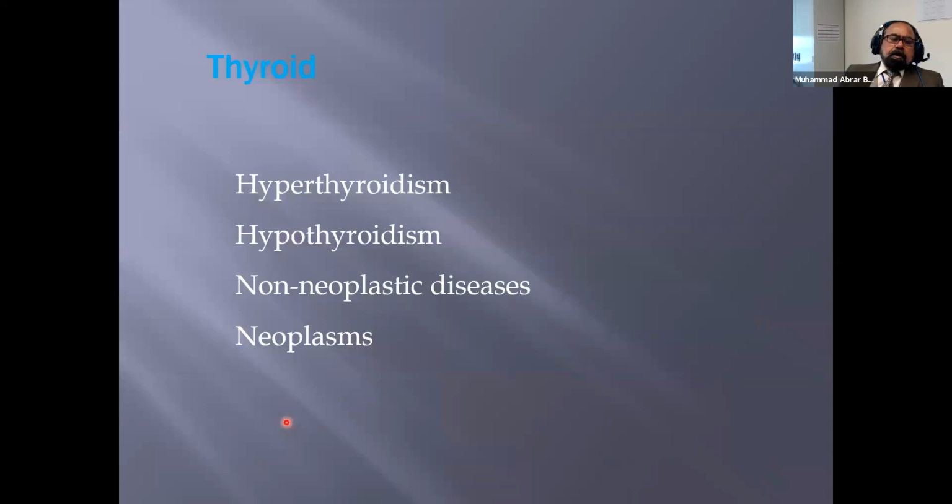Okay, now for the thyroid, we have multiple different conditions like hyperthyroidism, hypothyroidism, non-neoplastic disease, and neoplasia. So today we'll be discussing hyperthyroidism, hypothyroidism and non-neoplastic disease, and on Sunday we'll be discussing the tumors of the thyroid. Okay, starting with hyperthyroidism, because this is a bit of a lengthy topic, I'll be going a little faster so that we can complete the lecture.